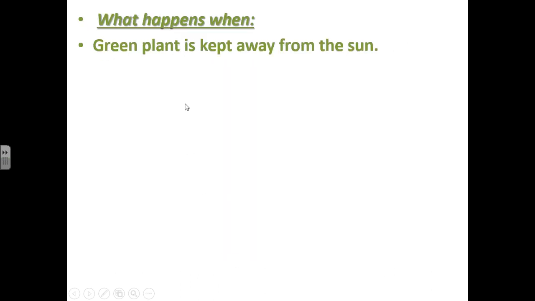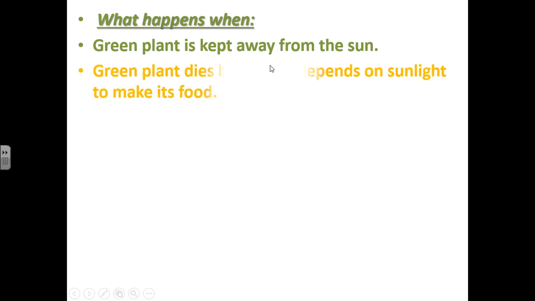What happens when the green plant is kept away from the sun? Can the green plant stay alive away from the sun? Of course not. Excellent. Why? Because the green plant depends on sunlight to make its food. If there is no sunlight, the green plant can't make its food, so it will die if it is kept away from the sun.